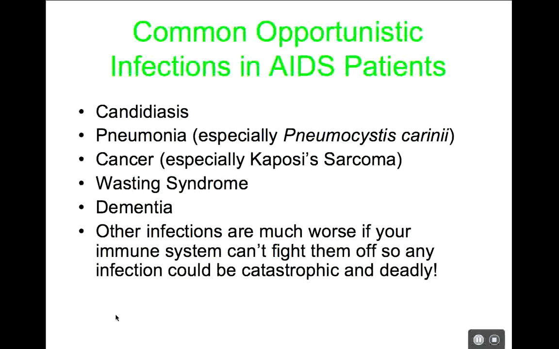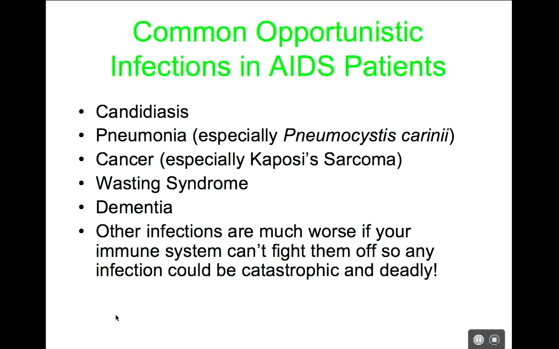AIDS wasting syndrome is a really sad complication, for reasons that aren't thoroughly understood. When the immune system is not functioning, literally the body starts to degrade its own tissues for nutrient value. Dementia: the immune misfunction can also lead to AIDS dementia. And really other infections. Any infection is much worse if your immune system can't fight it off. So any infection that wouldn't be very dangerous for other individuals can be catastrophic and deadly for an AIDS patient.